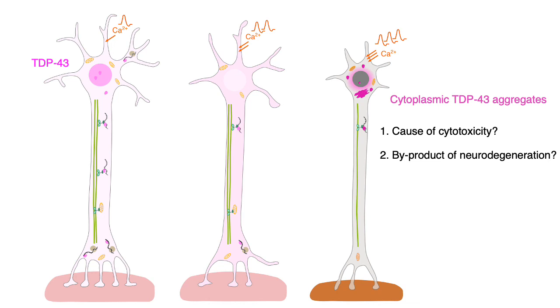So coming back to the original question, do cytoplasmic TDP-43 aggregates cause cytotoxicity or are they just a byproduct of neurodegeneration? We realized that our system cannot answer this question because we found that oligomerization-dependent cytoplasmic mislocalization is already cytotoxic. So instead, this study predicts that cellular factors that promote oligomerization-dependent cytoplasmic mislocalization may be important therapeutic targets to protect motor neurons from degeneration.